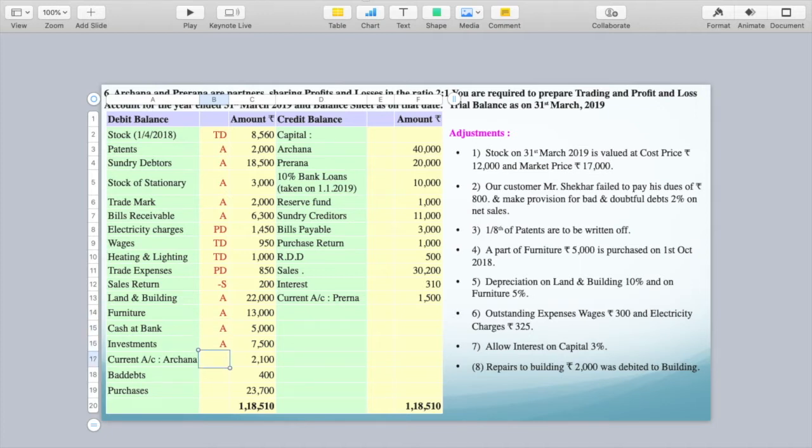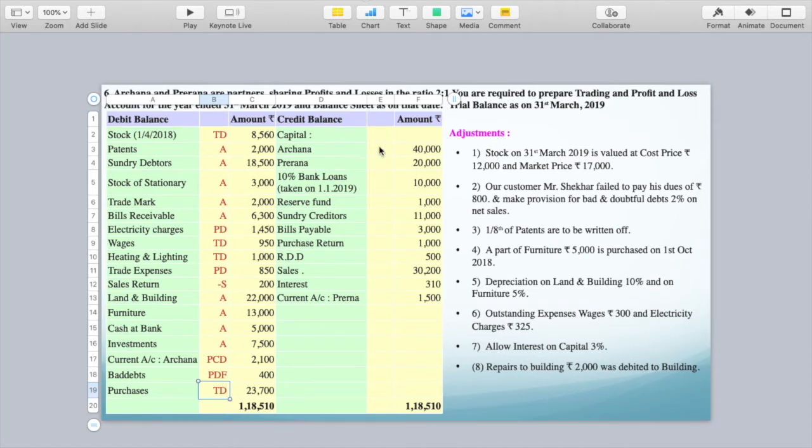Then current account of Archana. Now we are going to prepare the current account. So partner's current account debit side, it will go as it is given on the debit side. So we are going to write balance brought down in case of Archana. Okay, so I'm writing PCD only because the short form will remain the same. Okay, then bad debts, PD formula. Then purchases, trading account debit side.